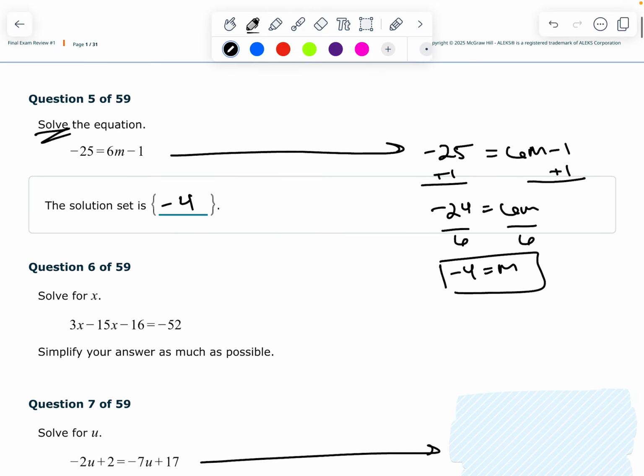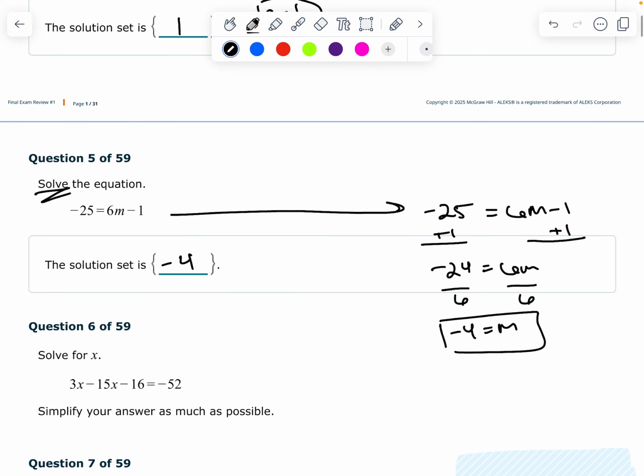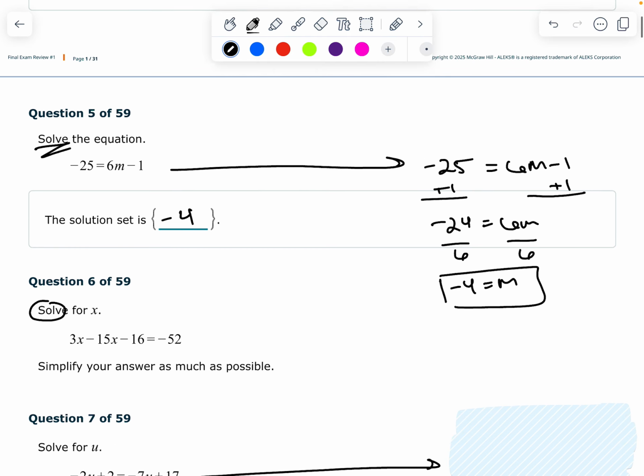The next couple of questions, we're doing the same exact thing. It says solve, so we're trying to get a number answer. Just maybe going to have more than just 2 steps. The last 2 have only had a couple steps. Add, subtract, multiply, divide, and then we're done. Here we might have a little extra.